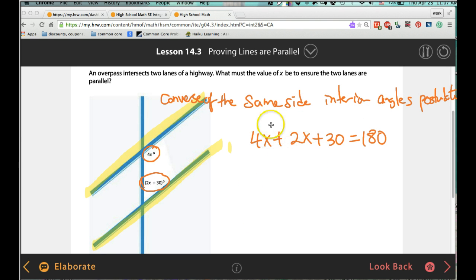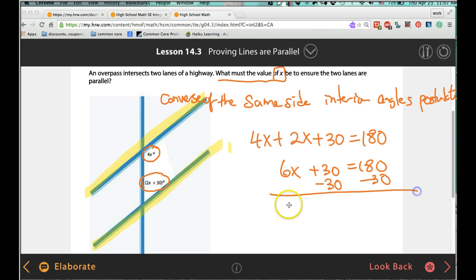So let's go ahead and combine these. 4x plus 2x is 6x plus 30 equals 180. Now I want to find out what x is equal to because it says what must the value of x be? So subtract 30 from both sides. So 6x is equal to 150. Divide both sides by 6 and x is now equal to 25, and that's the correct answer.